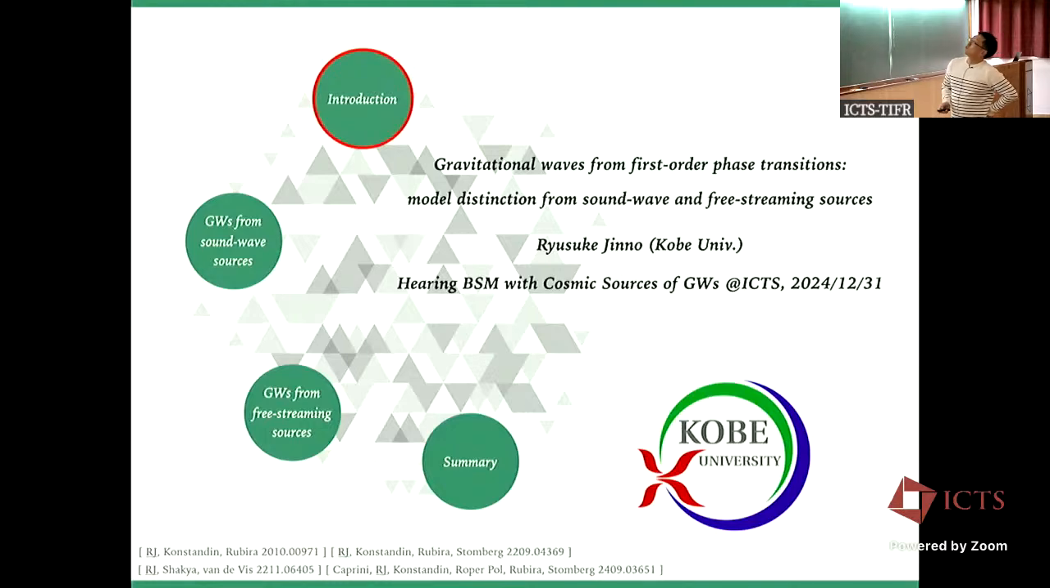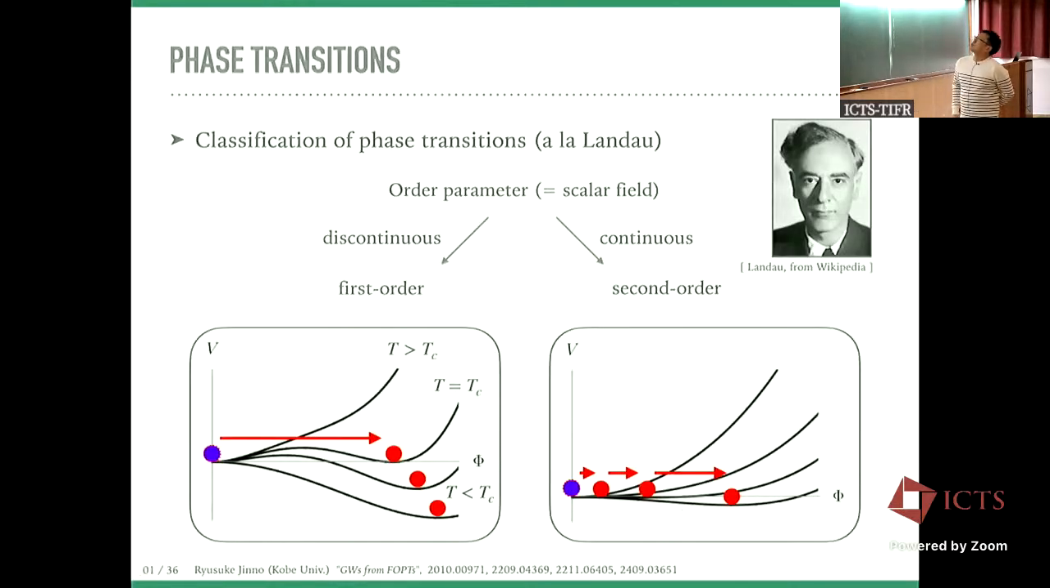So let me start with the introduction. I will start with the classification of phase transitions a la Landau. In this talk, I assume that there's at least one scalar field. At least in the standard model, we have the Higgs field. Let's call it the order parameter. As a function of temperature, if the order parameter at the minimum of the free energy, Gibbs or Helmholtz, behaves discontinuously, then that transition is called first order. And if it behaves continuously, then that transition is called second order or crossover.